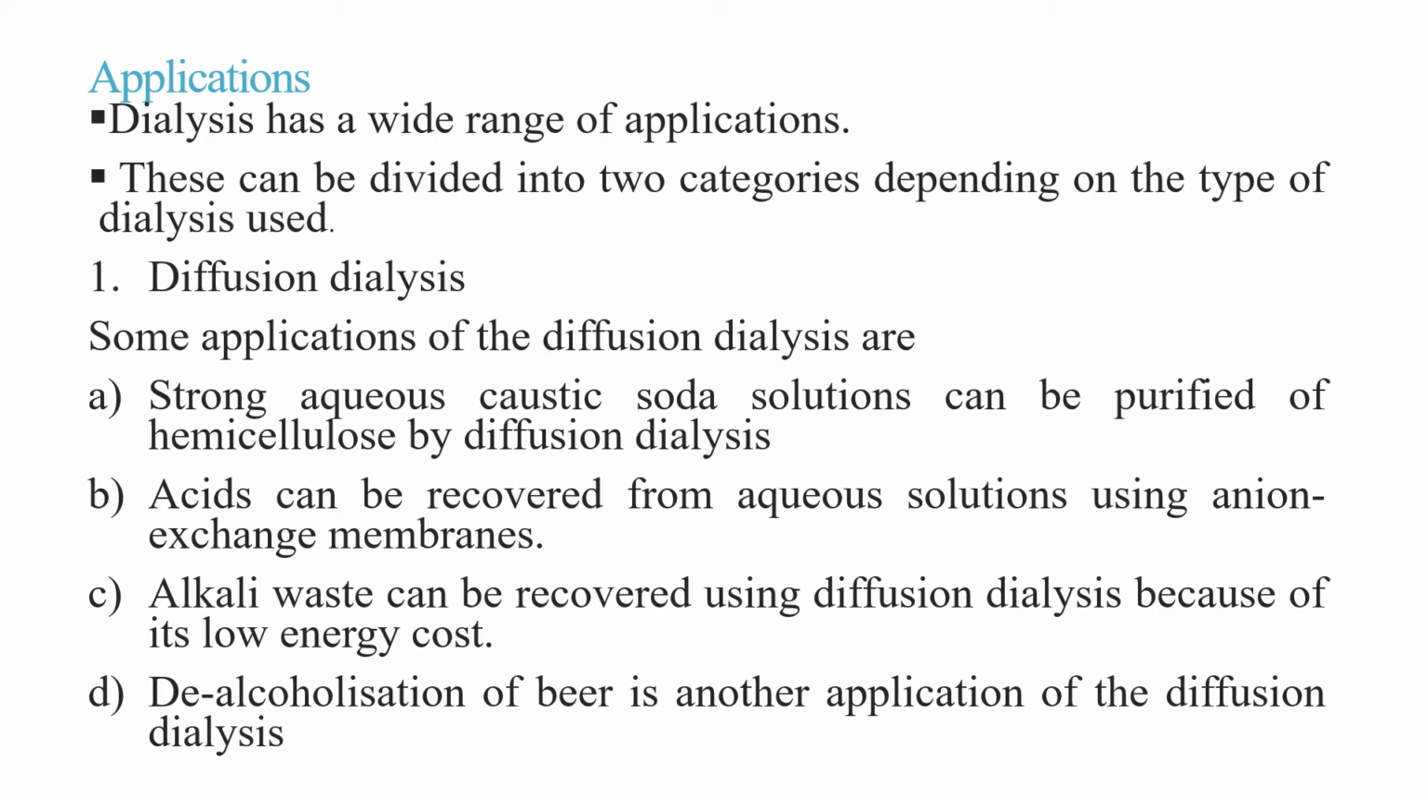Coming to the applications of the dialysis, dialysis has a wide range of applications, and it can be divided into two categories depending on the type of dialysis used. First one is the diffusion dialysis, and its applications are: strong aqueous caustic soda solutions can be purified of hemicellulose by diffusion dialysis, and the acids can be recovered from the aqueous solutions using the anion exchange membranes, and the alkali waste can be recovered using diffusion dialysis because of its low energy cost, and the dealkalization of beer is another application of the diffusion dialysis.